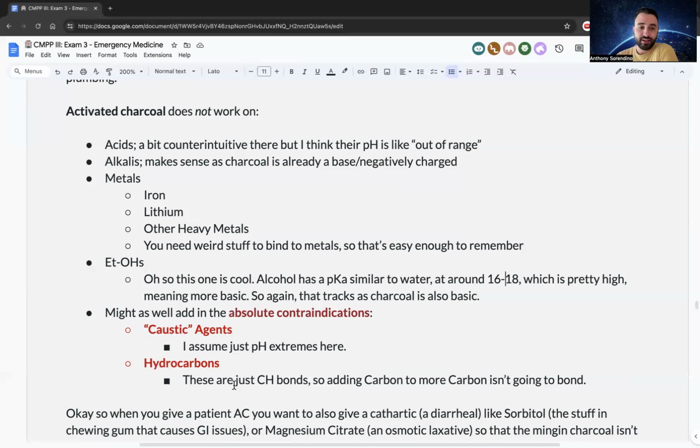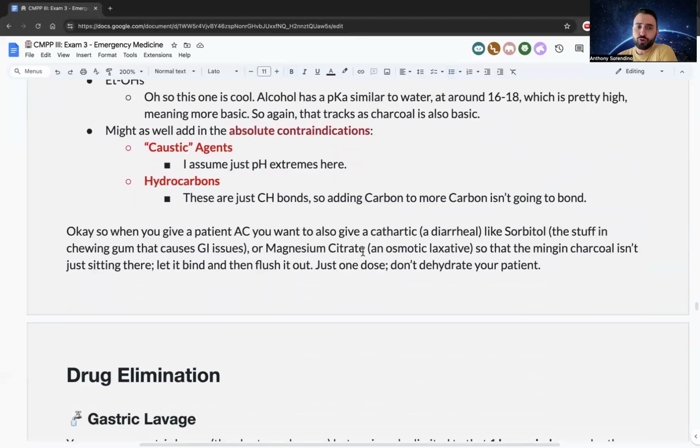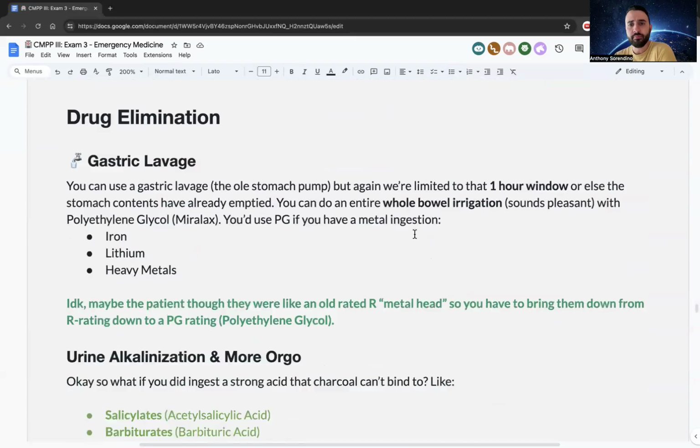So if somebody's ingested gasoline, which is a hydrocarbon, you're not going to give them activated charcoal. That's not going to work. What you do want to give them after the activated charcoal is a cathartic. So it's a diuretic. We're not going to digest charcoal, but it's going to bond to whatever we ingested. But you don't want that just sitting in the body. So you give them a cathartic like sorbitol, which is actually the stuff in chewing gum that gives you an upset stomach. Or you can use magnesium, which is an osmotic laxative, and that's going to get that charcoal out of your system. Just give them one, don't dehydrate them.